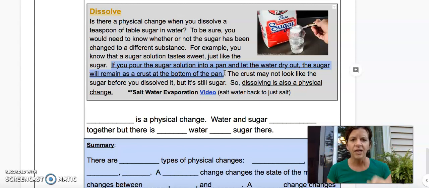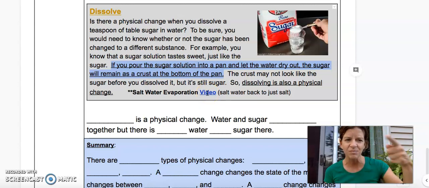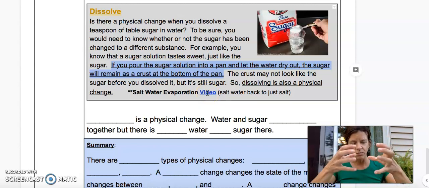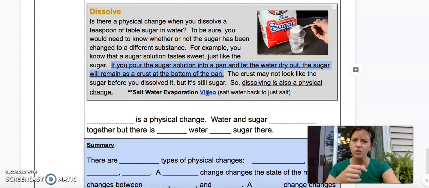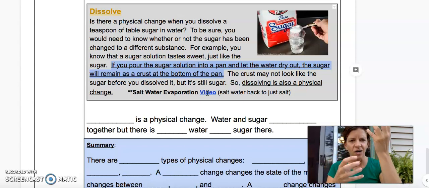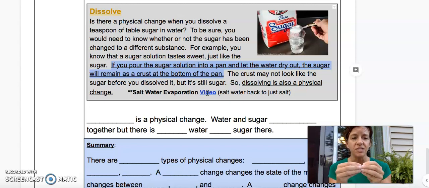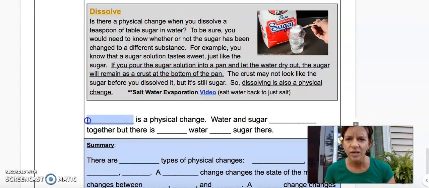Okay? Now on your own, students, if you want, you can click on this video. It goes like in fast motion. Water, some sugar water, or this one is salt water, sorry, my bad, dissolving into the air and having the salt left in the pan. All right, almost finished. We are going to take our notes on dissolving.